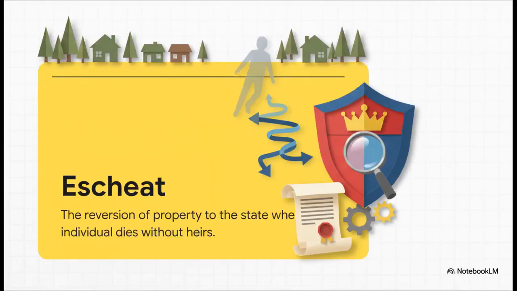And then there's this other kind of weird doctrine called Escheat. Now, this is what happens when someone who owns property passes away, but they don't have a will and there are no known heirs. The land doesn't just sit there in limbo forever. Instead, it goes back to the state. It's basically the ultimate legal safety net to make sure every single piece of land always has an owner.